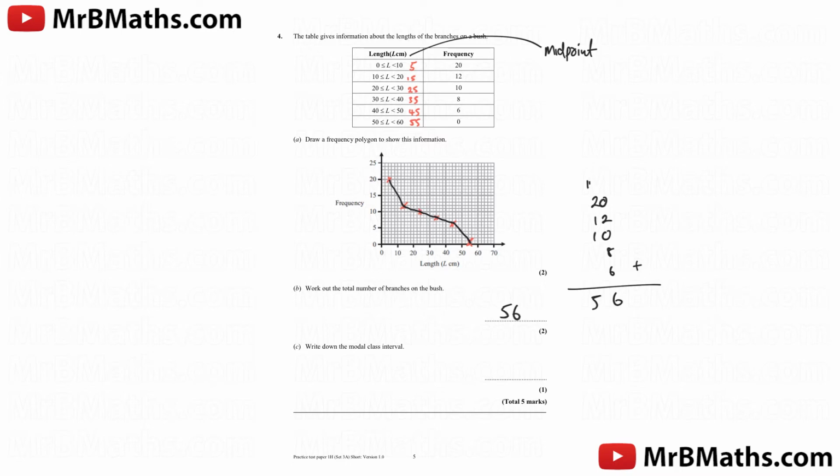C, write down the modal class interval. So modal being mode, most common. Okay, the class interval being the range or the gap or the 0 to 10 and so on. So if we look here, which one has the highest frequency, and looking at this, we can see that the one with the highest frequency is the 0 to 10, and that has a total of 20. So our interval will be the 0 to 10.